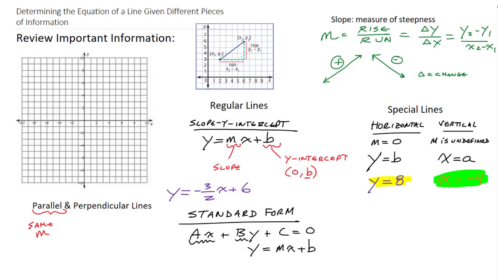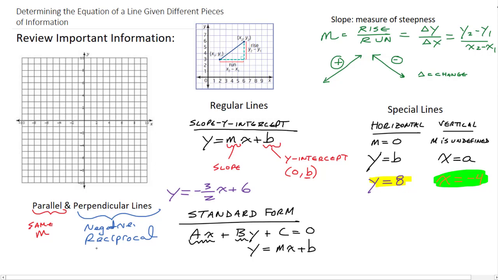Perpendicular lines, though, they're different, right? So what was it with perpendicular lines? Perpendicular lines don't have the same slope. They have slopes that are negative reciprocals, okay? So what does that mean? Reciprocal, sorry for the sloppy writing. That means if you have one slope, you take it, you flip it, and you get the other one. And change the sign.